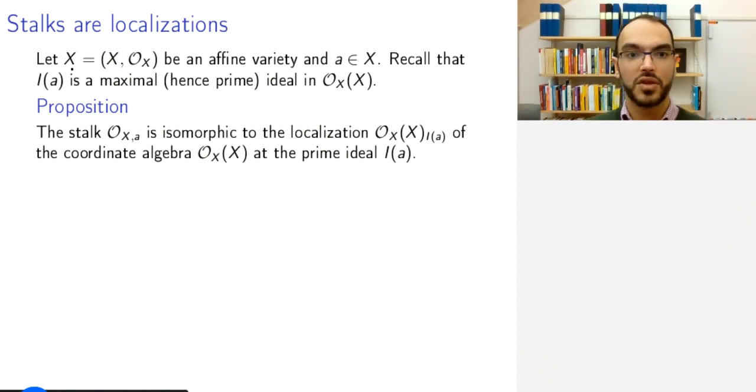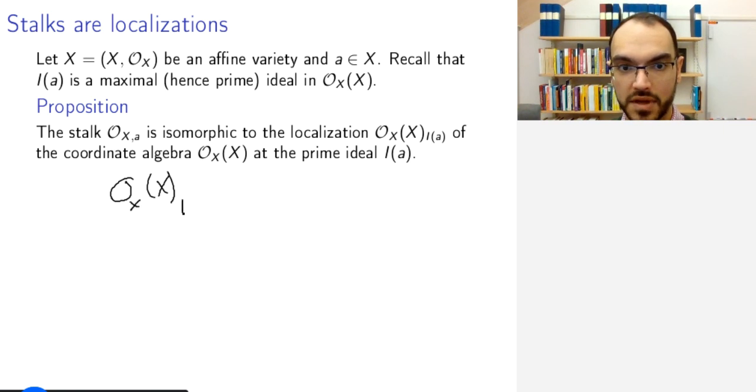So you look at the affine variety X with structure sheaf O_X, and you look at a point A. Remember, as we have seen, that I(A) is a maximal ideal, so it's a prime ideal in O_X(X). And the claim is that the stalk O_{X,A} is isomorphic to the localization of the coordinate algebra at the prime ideal I(A). So what we need to show is that we have an isomorphism of rings between this localization and the stalk.